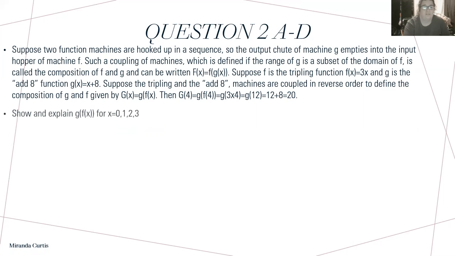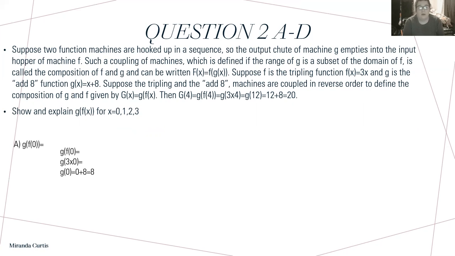So here's our first question. Show and explain G(F(x)) for x equals 0, 1, 2, and 3. So the first one, we're going to look at 0. We're going to fill it in as we go. G(F(0)) equals G of 3 times 0, which is 0. So then we're going to do the plus 8. So 0 plus 8 is 8.